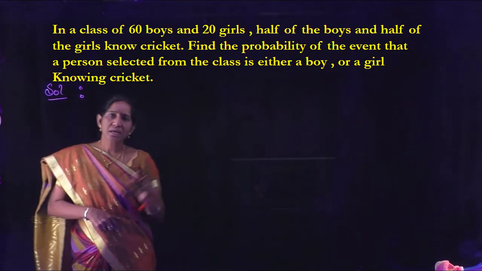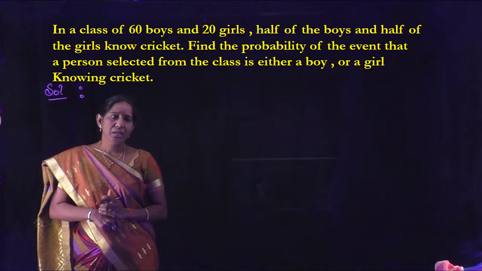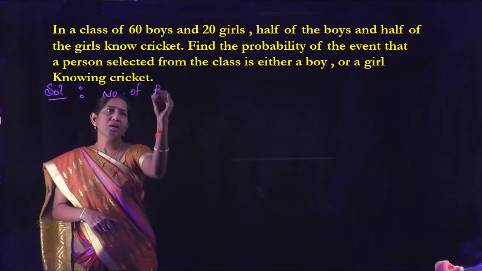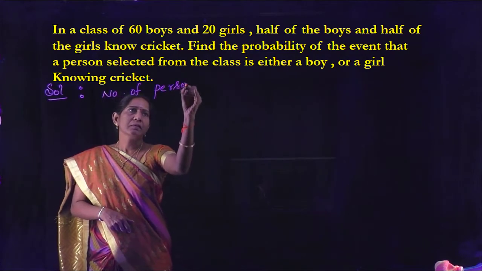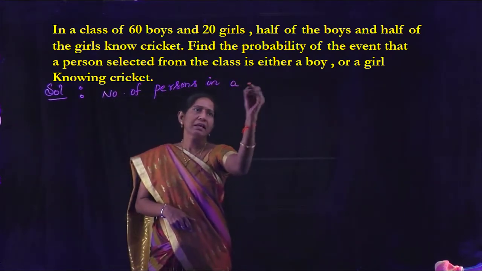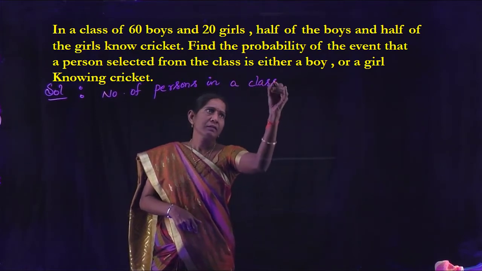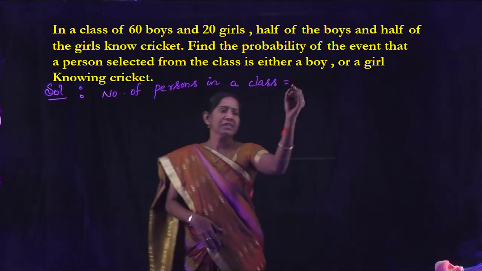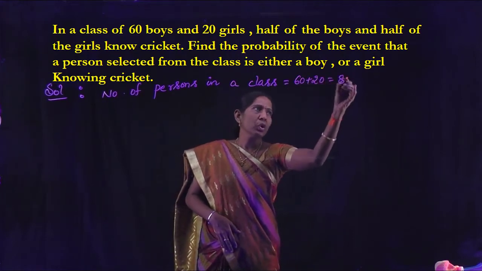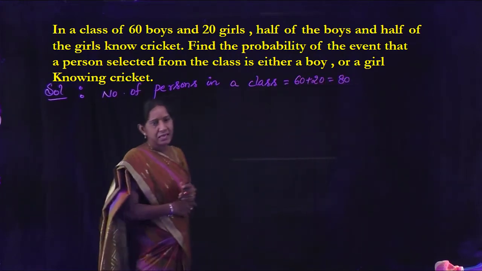In a class there are 60 boys and 20 girls. So, the number of persons in a class is 60 plus 20, that is 80. So, the total number of persons in the class is 80.